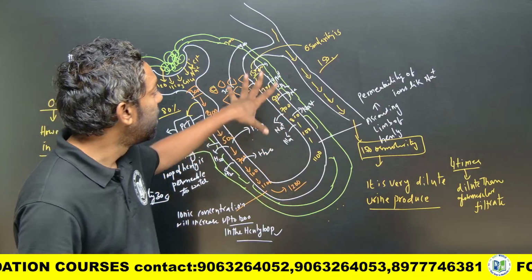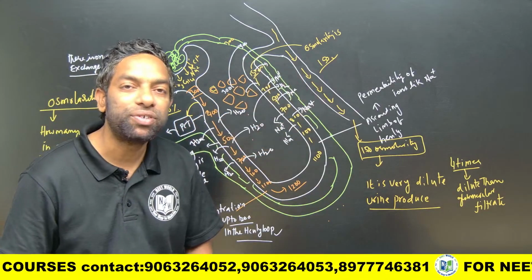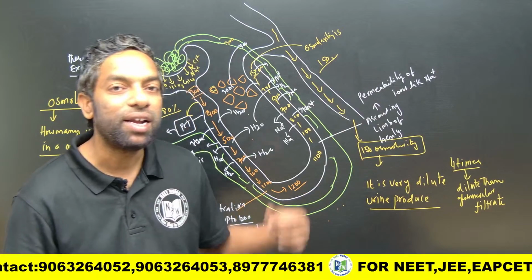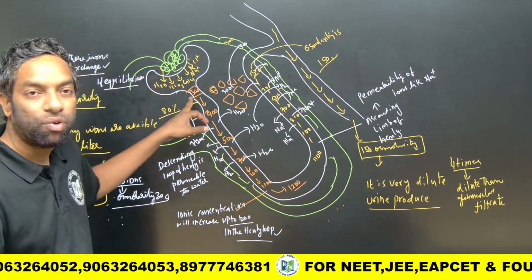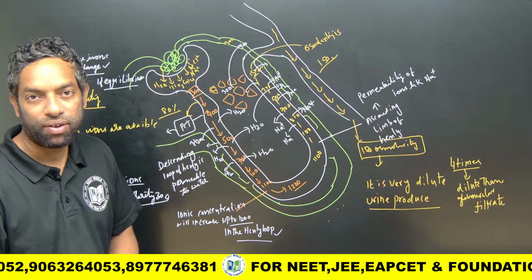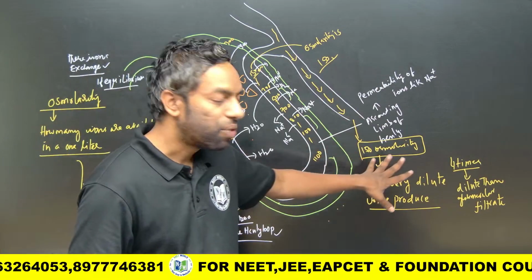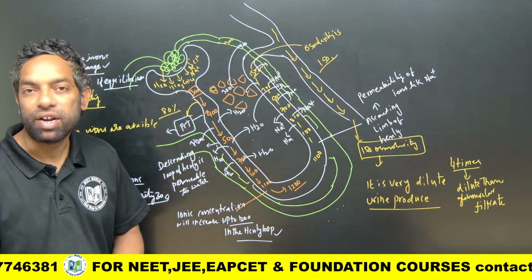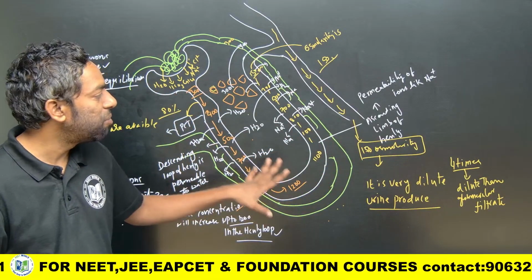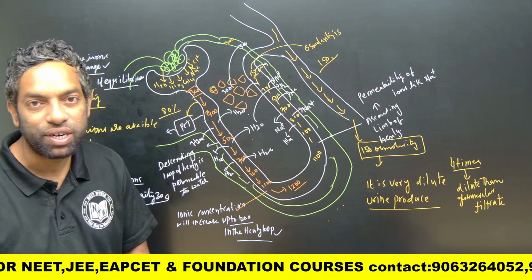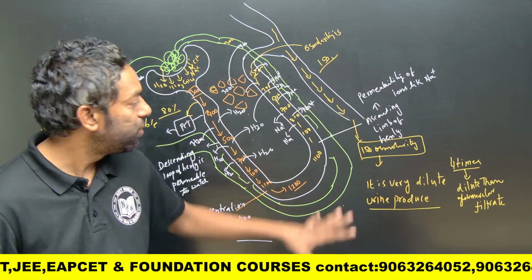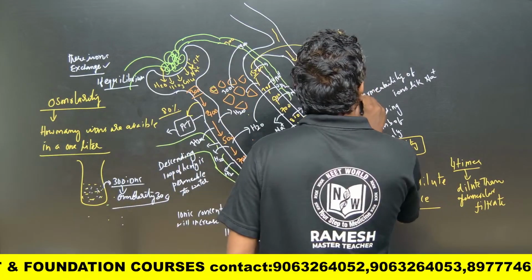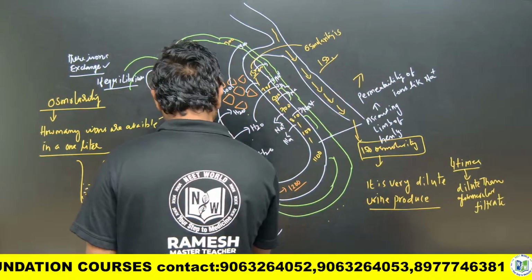This is the formation of dilute urine, which is 4 times more dilute than the initial glomerular filtrate, okay, which is finally produced 4 times more dilute than the glomerular filtrate. This is about the formation of dilute urine. There is no hormonal influence going to take place here. There are no hormones involved.